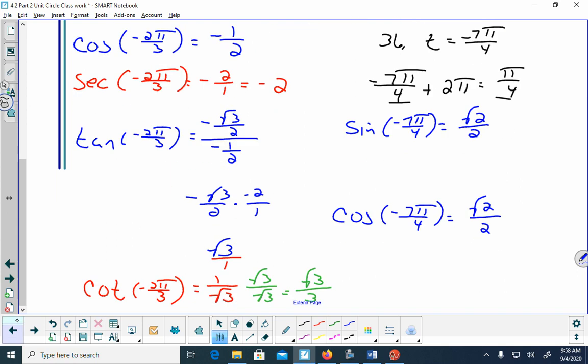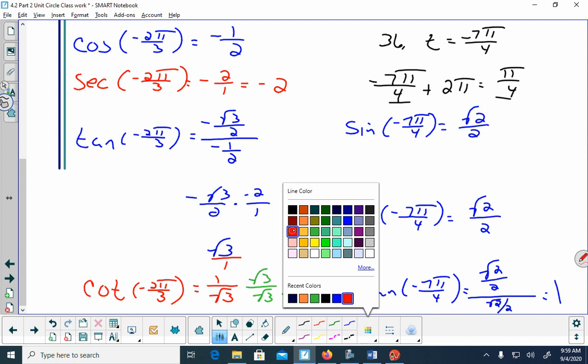My tangent of negative 7 pi over 4 is going to be my y value, which is the square root of 2 over 2, over my x value, which is the square root of 2 over 2. So I'm dividing the same thing by the same thing, so that's simply going to be 1. I can multiply by the reciprocal too, but really don't have to.